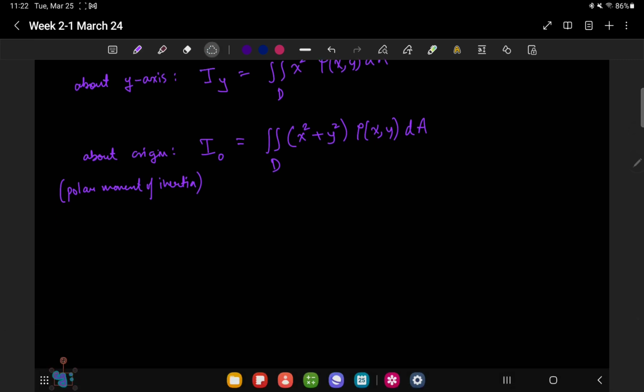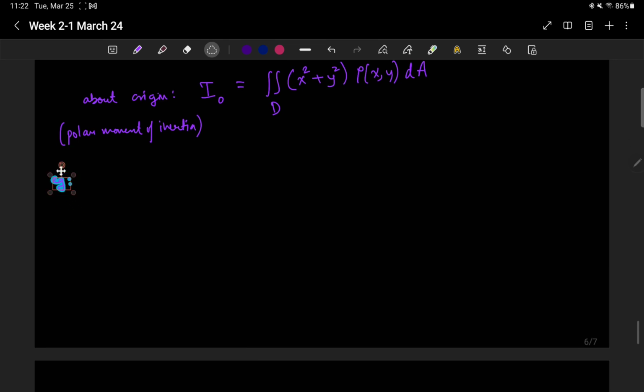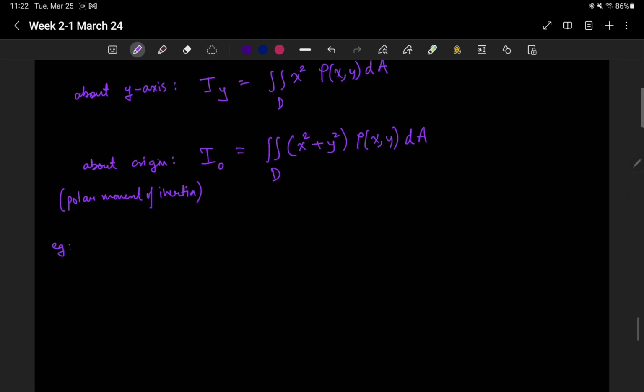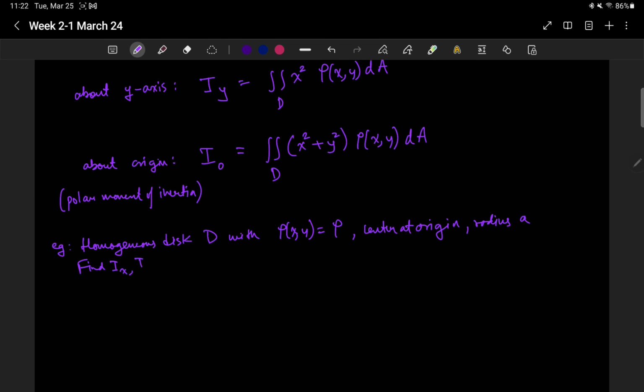Let's look at an example of what a problem might look like. So suppose there's a homogeneous disk D with density function given by rho, so it's constant. The center is at the origin and the radius is a. And we want to find all of these Ix, Iy, and I0.